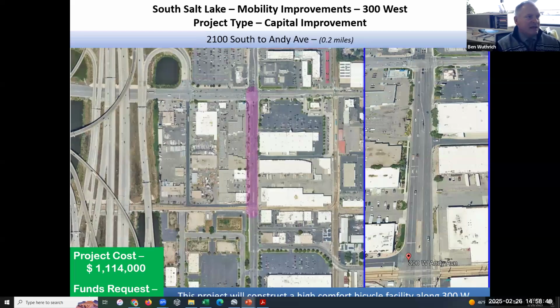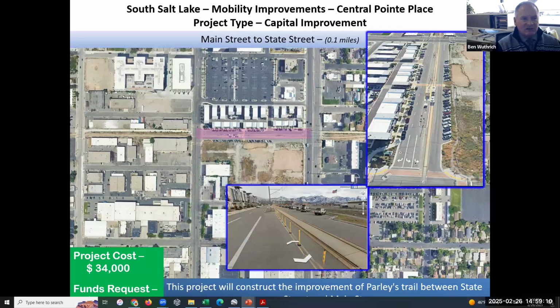Next request is from South Salt Lake. This is mobility improvements along 300 West between 2100 South to Andy Avenue, 2/10 of a mile in length for a safe bike facility. This is estimated at 1.1 plus million, and the funds being requested are a little more than $1 million.